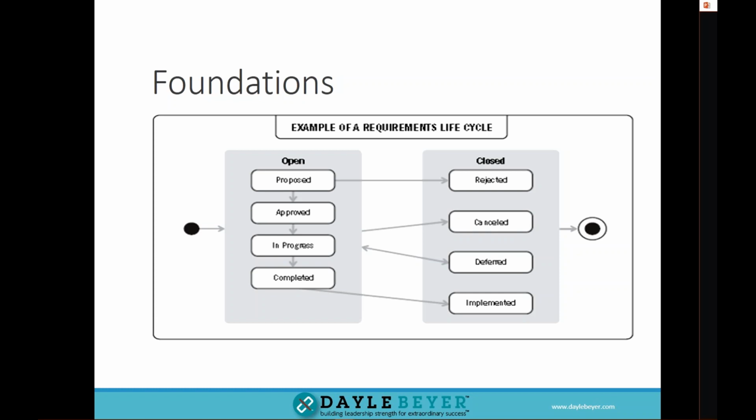And as a business analyst, we have to understand what the product life cycle is and how the requirements life cycle fits into the product life cycle. Because we've got to understand what the status of our requirements is. Are they proposed? Are they rejected? Approved? Canceled? They're in progress? They're deferred? They're completed? Or they're implemented?